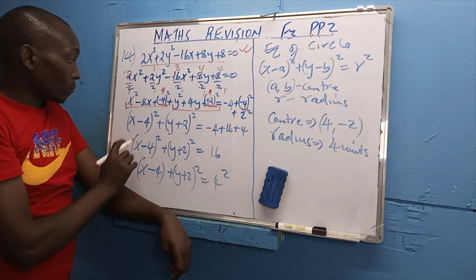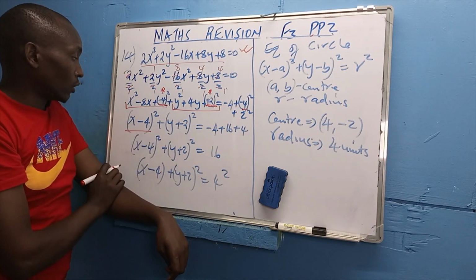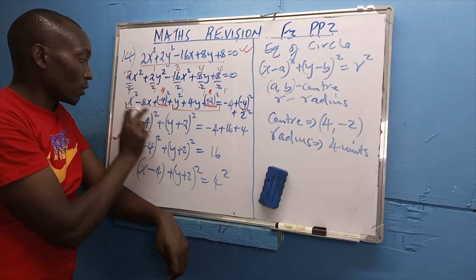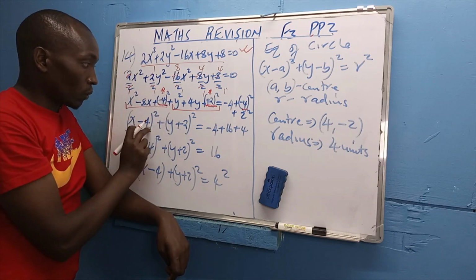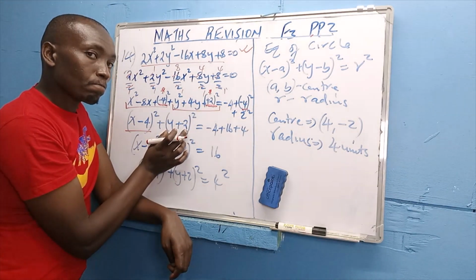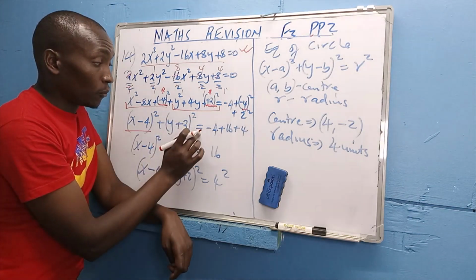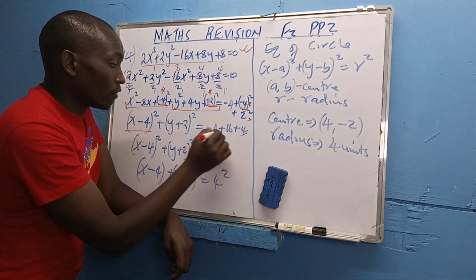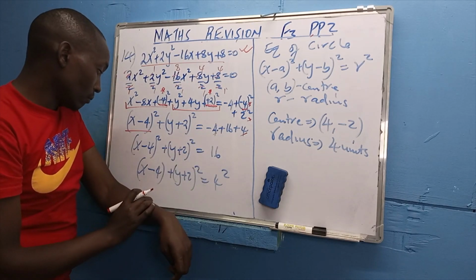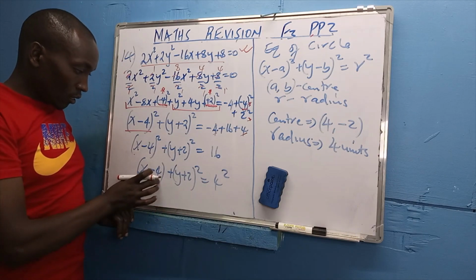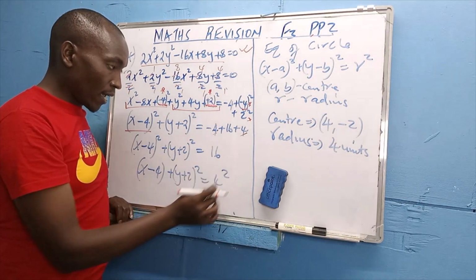So with that, now I can do factorization. X minus 4, both of them squared. X minus 4 squared, then y plus 2 squared, equals negative 4 plus 16 plus 4. So 4 and 4 will cancel, it will be 16. So with that, I have the two terms here equal to 16. The two terms equal to 4 squared.